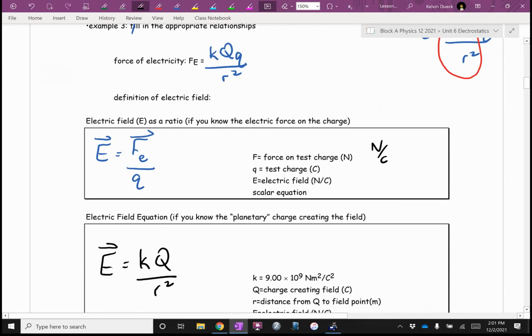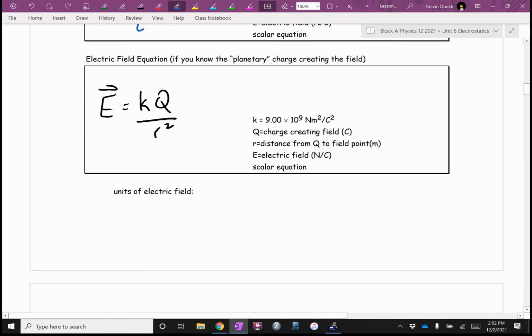The actual definition of electric field is this one: E equals kQ over R squared. It's this one down here. But because of that, you can also get the electric force divided by the charge at that location. What are the units for electric field? What were the units for gravitational field? Newtons per? So newtons per coulomb.